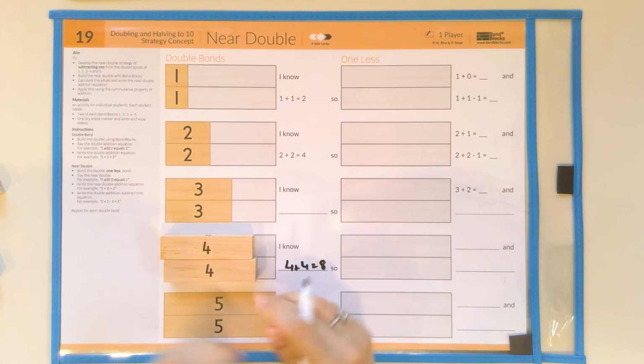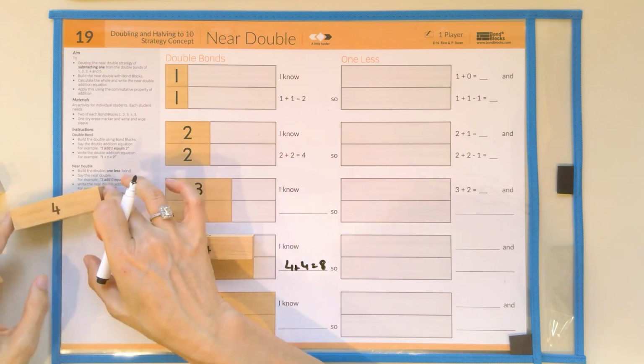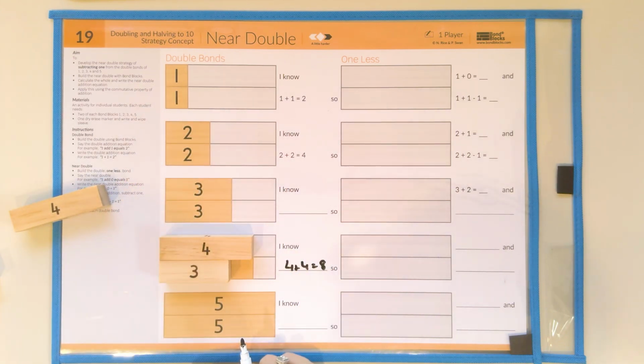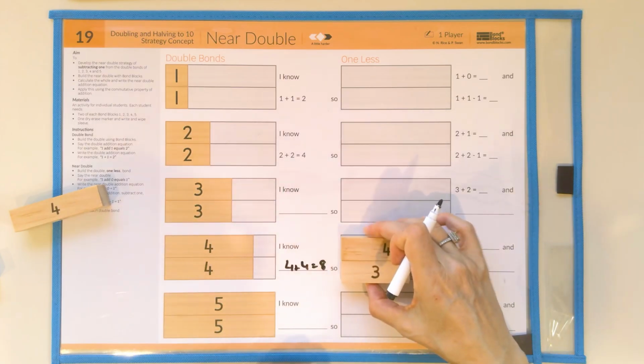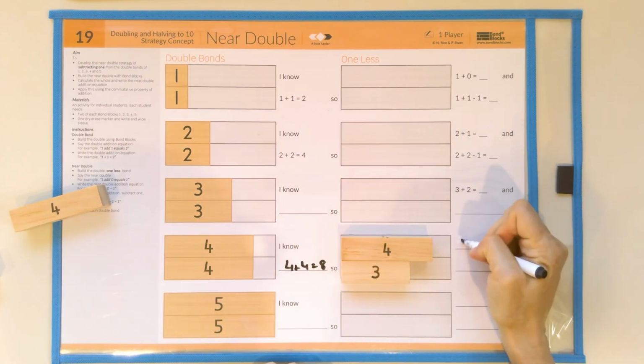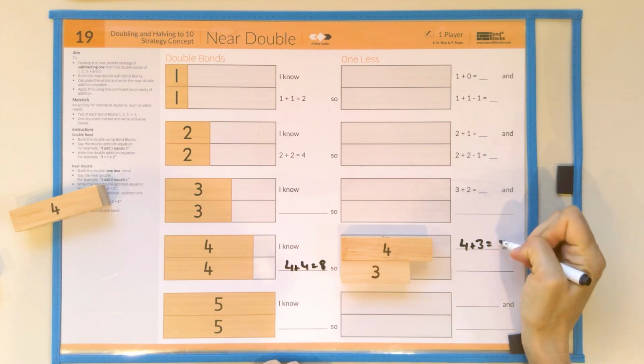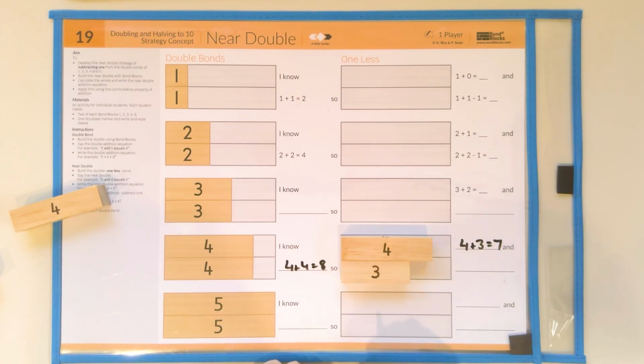equals 8. This is one less. So I would also know, using this, that 4 add 3 wouldn't be 8, it would be 7.